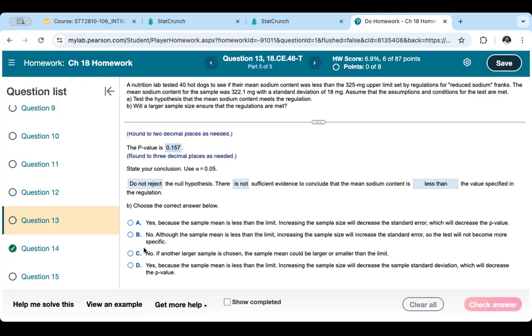So then that is a no. This is because the sample mean could be larger or smaller, depending on the samples they pick. Does that make sense? So here is going to be no.